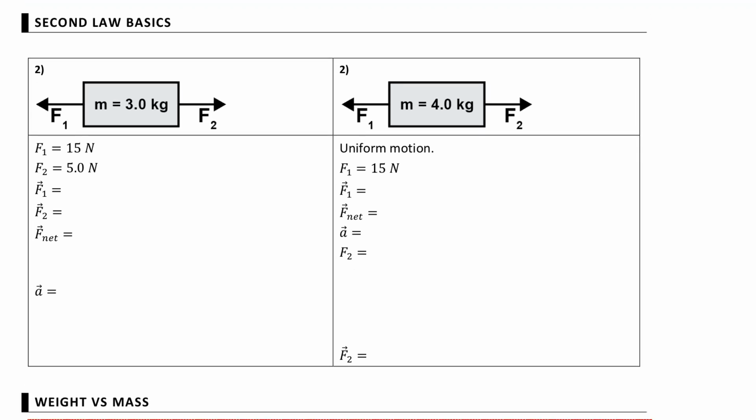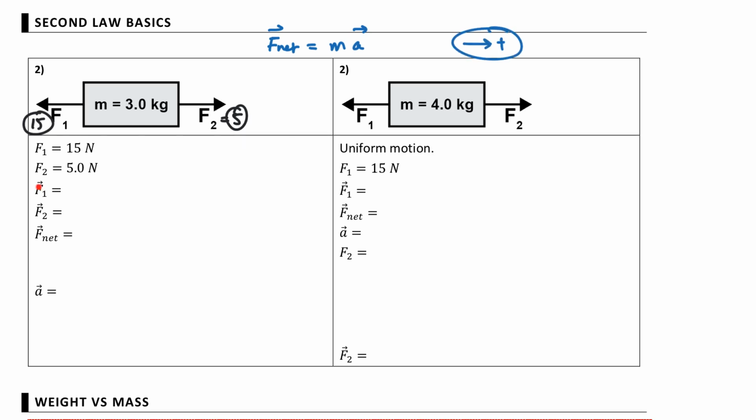The new equation that we've just learned is that the net force acting on an object is equal to its mass times acceleration, and that's what we're going to use. In this first situation, we have a mass which is 3 kilograms. There are two forces acting on it. Force 2 has a magnitude of 5, and force 1 has a magnitude of 15. And in terms of vectors, let's take a direction to be positive. I'm going to take right to be positive for all of my calculations.